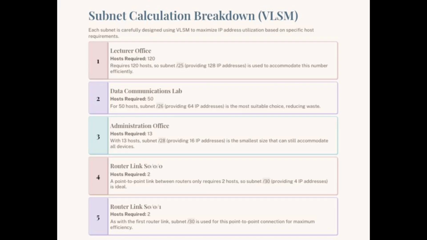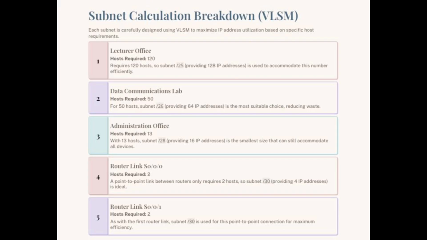Second, data communications lab. Host required is 50. For 50 hosts, subnet is using /26, providing 64 IP addresses. Is the most suitable choice, reducing waste. Third, administration office. Host required is 13. With 13 hosts, subnet is using /28, providing 16 IP addresses. Is the smallest size that can still accommodate all devices.